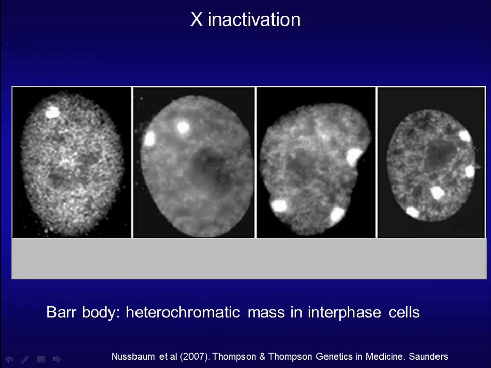In humans with more than one X chromosome, the number of bar bodies at interphase is always one fewer than the total number of X chromosomes. For example, this cell has 3 bar bodies. It has 4 X chromosomes.